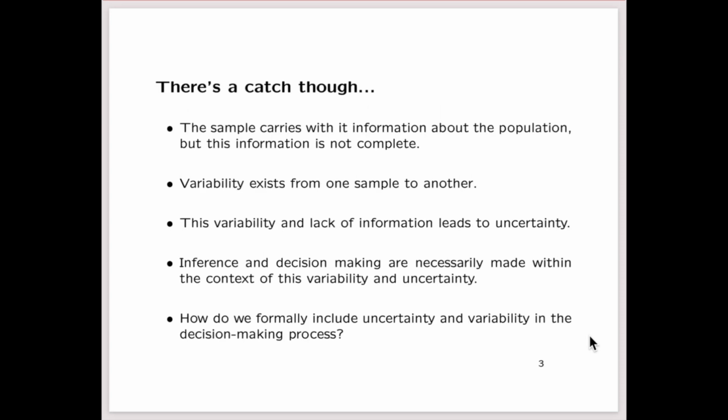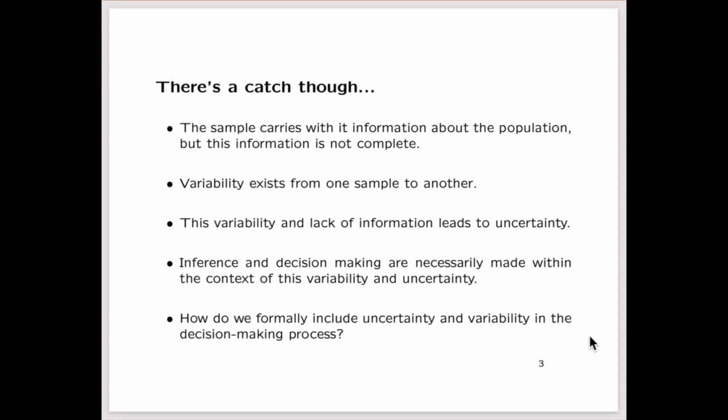Now there's a catch. The sample carries with it information about the population for sure, but this information is incomplete. There's just no way that a subset of a population can contain all the possible information about a population. In addition, variability exists from one sample to another. So this variability and lack of information leads to uncertainty. Now, inference and decision-making, this process of generalizing from the sample to the population, is necessarily conducted within the context of this variability and uncertainty.